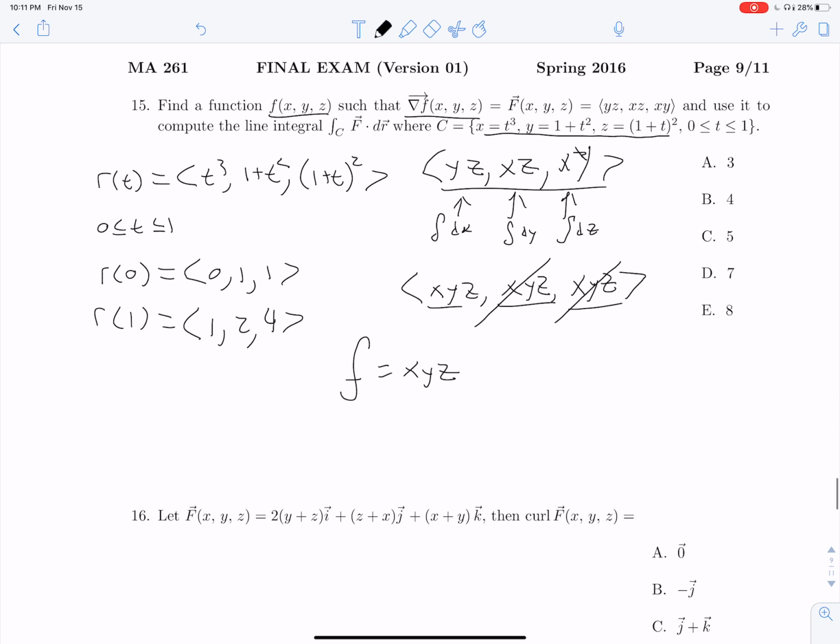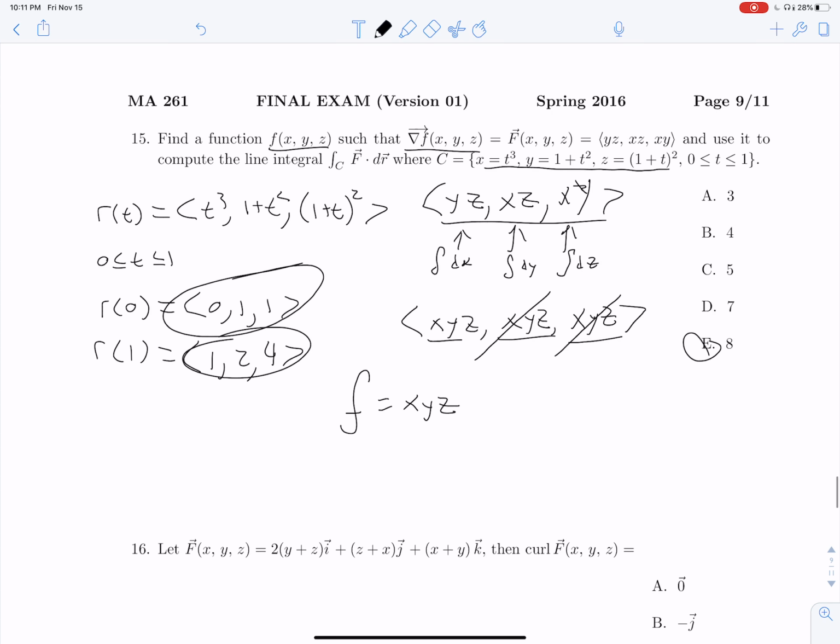Okay, so evaluating at our end state here and subtracting our start state, well, we have a 0, so our start state is going to be 0, and our end state is going to be 8. 8 minus 0 is 8.